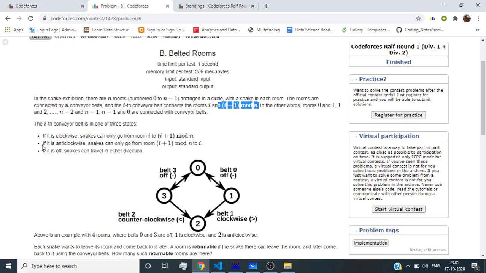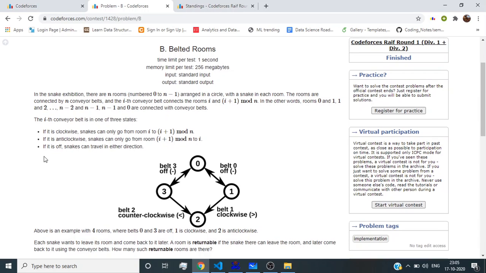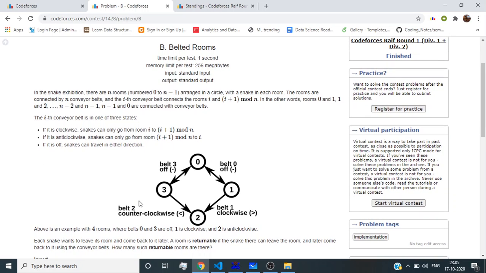room. And if it is of the anti-clockwise type, then from the ith room we can go to the room which is on the left side, or we would say the room which is in the counterclockwise direction of the room. And if it is in the off state, we can go in either direction.